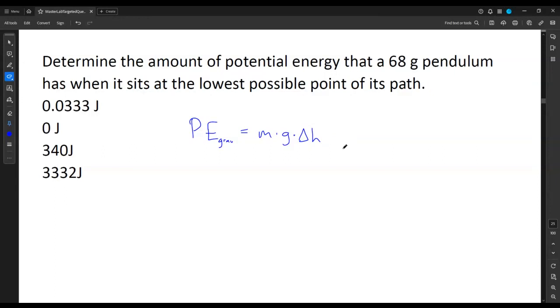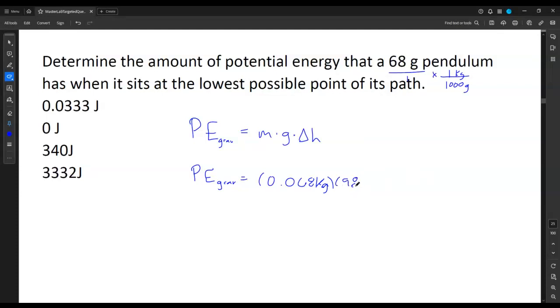Sometimes it's listed as delta H. How high is it above the lowest point? Well, what's special about this one, though, is it specifically says that it's at the lowest point. So even if we go in and we show the work, we want kilograms, so we have to divide this by 1,000. Right? Kilo over K means 1,000. And obviously that's a lot less than a kilogram, so it's going to turn into some decimal number as an answer. So we're going to have 0.068 kilograms.